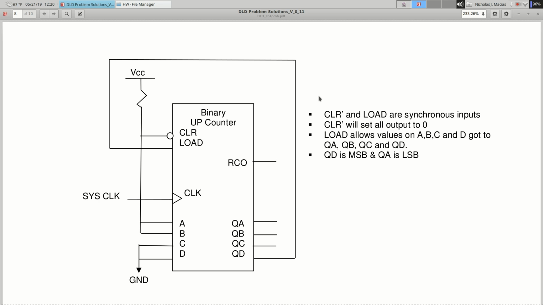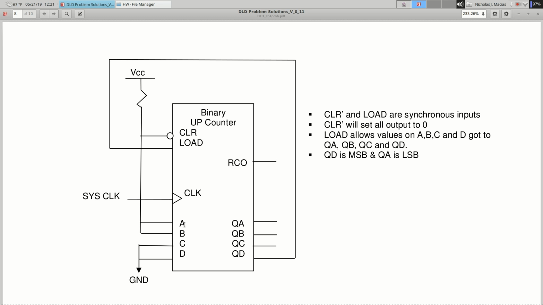It also has a load input, okay? And load basically says, I want to take the values of A, B, C, D over here, these are inputs, and I want to load those into my count. So this thing is minding its own business, counting 0, 0, 0, 0, 0, 0, 0, 1, 0, 0, 1, 0, going through the usual count routine. But at some point, I can put values on A, B, C, D, and I can raise that load line, and all of a sudden, it jumps to whatever value I put on A, B, C, D.